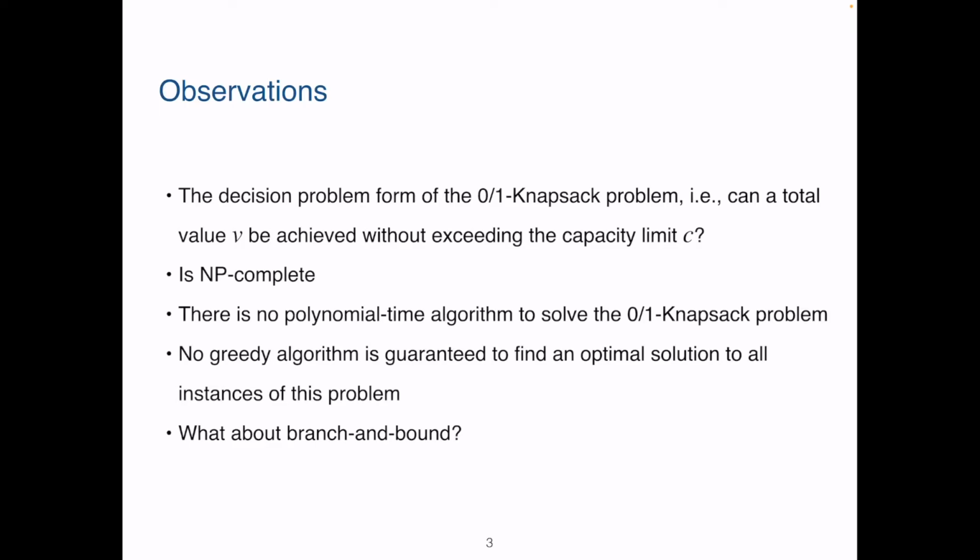Some observations on this problem. The decision version of the 0-1 knapsack problem is NP-complete. Therefore, no polynomial time algorithm has ever been discovered and likely never will be. There are also no greedy algorithms that can guarantee to find an optimal solution to all instances of this problem. Now we have come to our last resort. What about branch and bound? We know the complexity of this problem is exponential. Can we use branch and bound to reduce the enumeration of complete solutions?